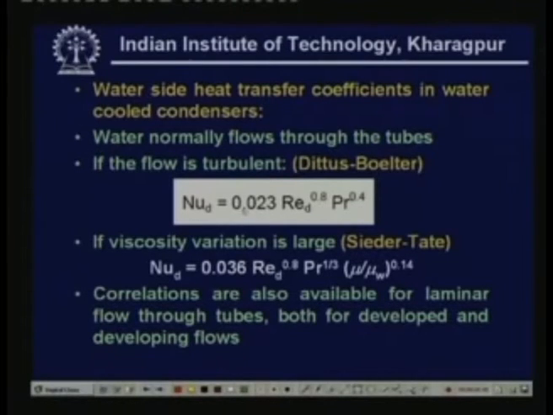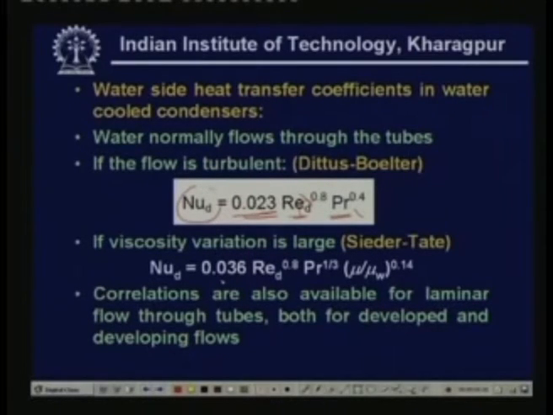The Dittus-Boelter correlation is very popular and it is given by this expression Nu subscript D, this is a Nusselt number based on the inner diameter of the tube. This is equal to 0.023 into Reynolds number to the power of 0.8 and Prandtl number to the power of 0.4. Okay, this is for turbulent flow inside the tubes, right. And as I said, Re is the Reynolds number and Pr is the Prandtl number, and this Re, that is Reynolds number and Nusselt number, are based on the internal diameter of the tube. This can be used most of the time, but if viscosity variation is large, then one can use the Sieder-Tate equation which gives better accuracy.